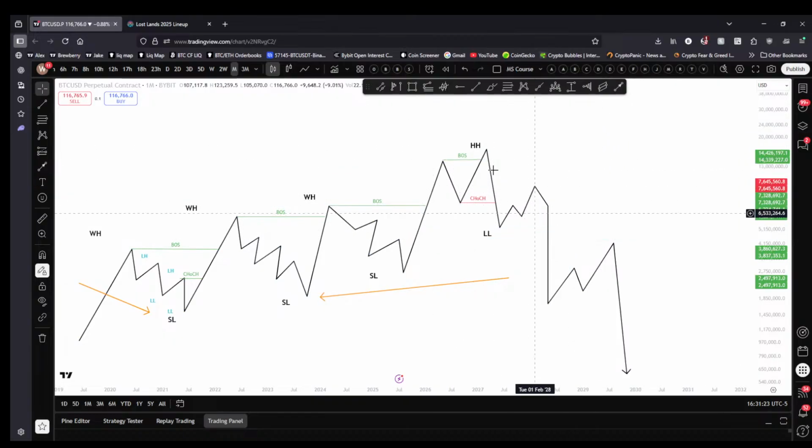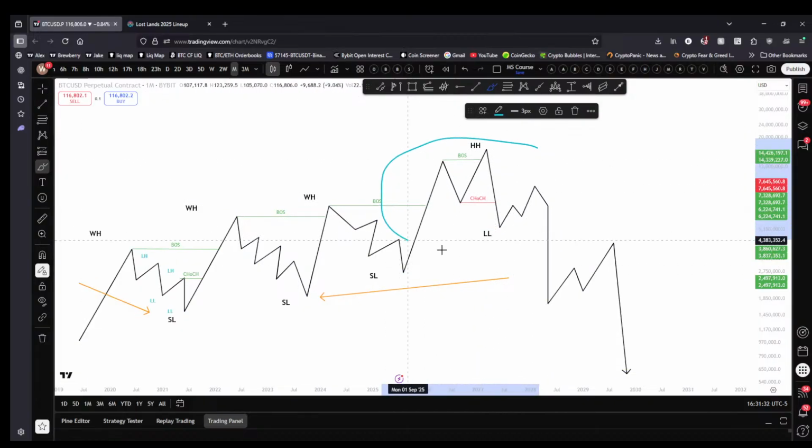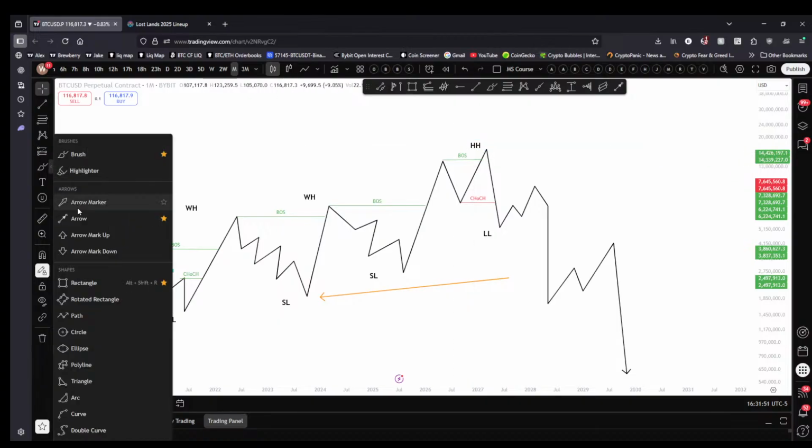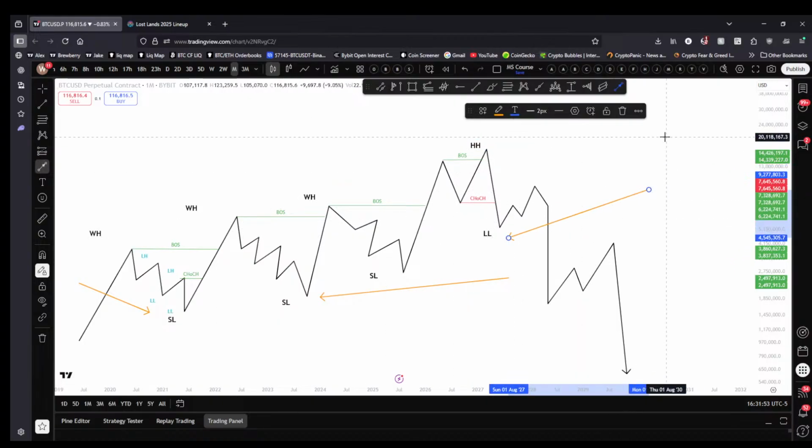Now, why is this a change of character and not a break of structure? Because at this point, you do not have any structure. This invalidates the bullish structure, but it does not establish bearish structure. It's a reversal sign. It's a time to pay attention because the trend is likely shifting. When this occurs, you have a lower low and a higher high.